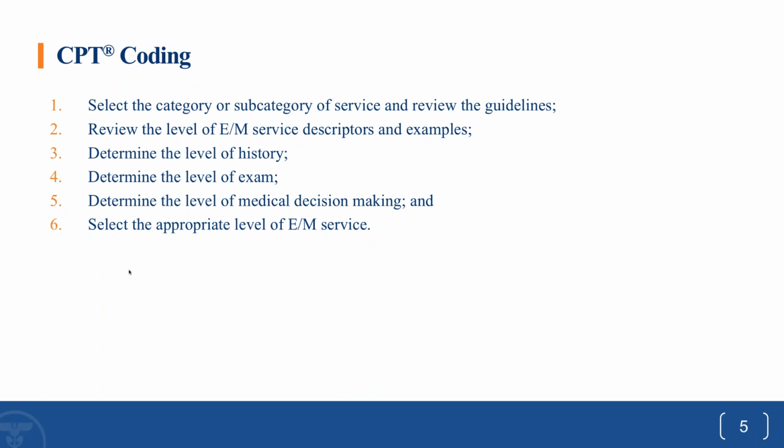And then we'll determine the history, the exam, and the medical decision making, which are steps 3, 4, and 5. A long time ago, they used to ask this question on the exam. These are the 3 key components of E&M, the 3 main things you need to know to level your service correctly: the level of the history, the level of the exam, and the level of the medical decision making. And once you have the level of all 3, then you can select the appropriate level of service.